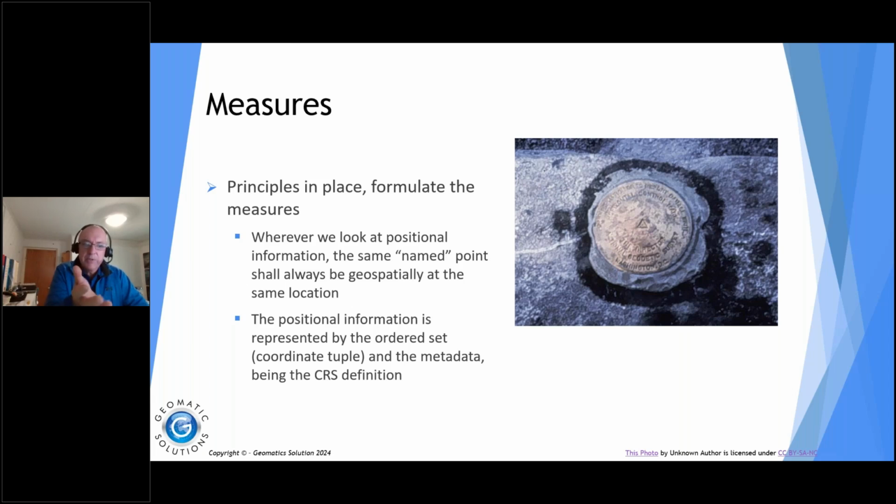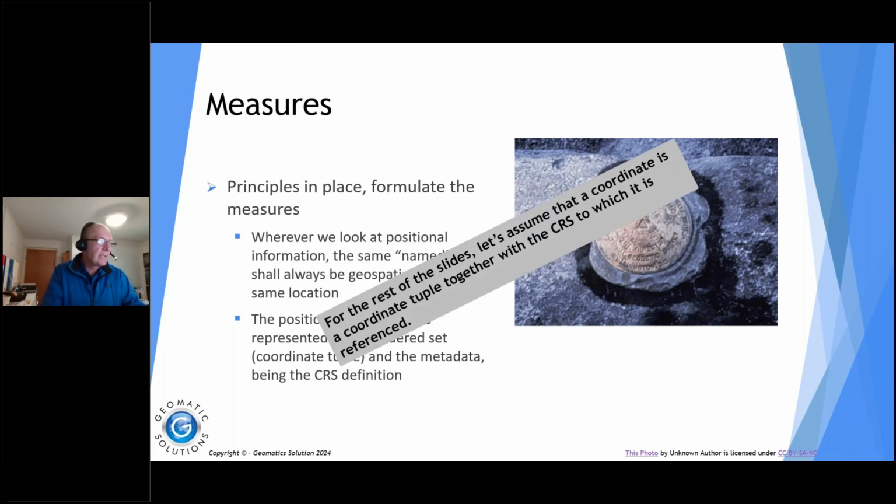Now, that positional information is then represented by the ordered set, and the ordered set is the coordinate tuple, and the metadata that we send with it, the metadata being the coordinate reference system definition. In most cases, that's just a name, as most people actually know. So going forward, let's just say that when we say a coordinate, we mean that it has a CRS with it. So when I say a coordinate in the future of this presentation, I mean a tuple together with a CRS.